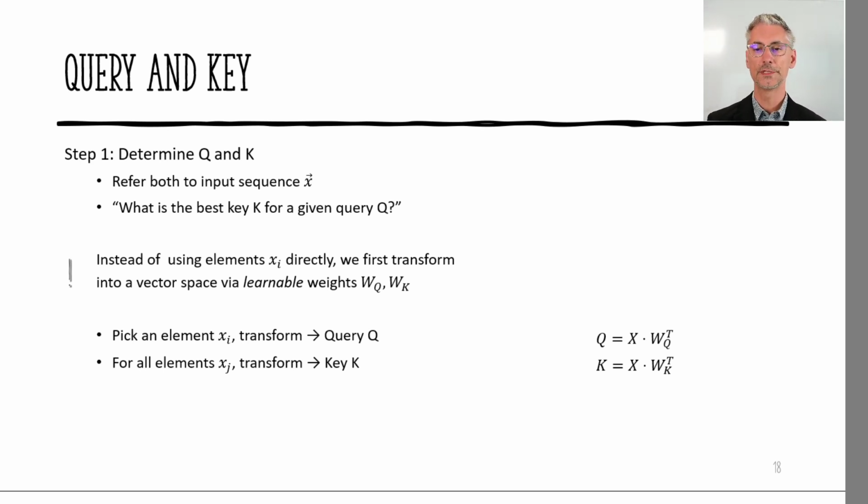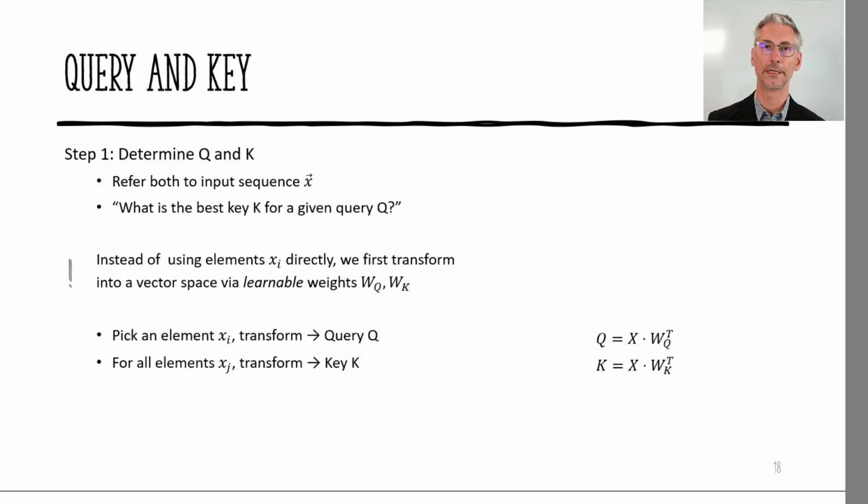And instead of using the elements directly, as we have done with the simple self-attention in the previous example, we first transform them into a vector space. We do this by adding learnable weights to them, WQ and WK. So that means essentially we have another neural network here, right? We have an element xi, transform it with a query key. We have an element xj, transform it with a query key.